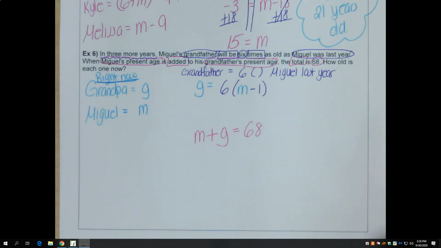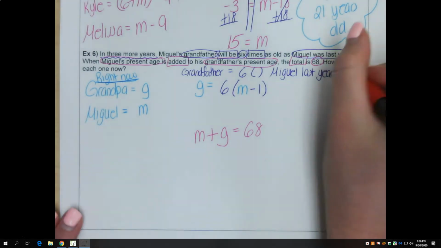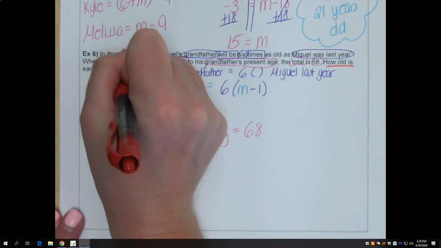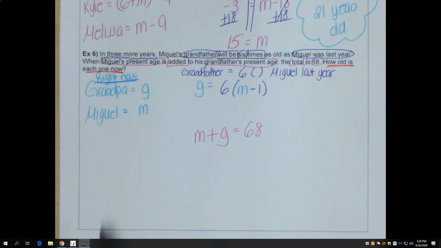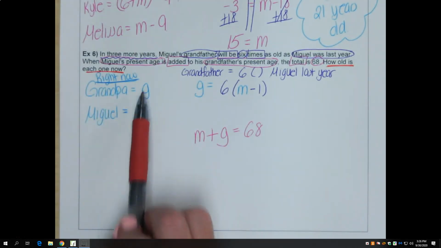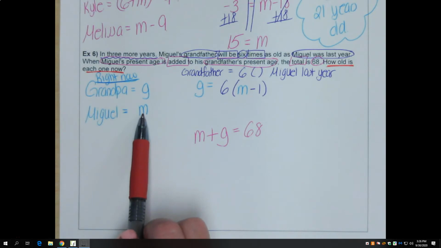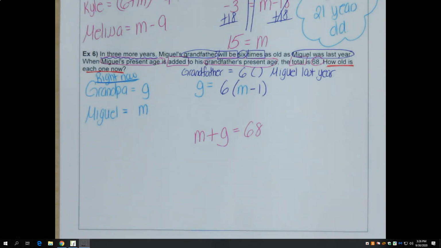As we continue reading, we go back. The question itself says, how old is each one now? So I don't know how old the grandfather is. I don't know how old Miguel is. So the goal is to solve for M and G. Now, I already read through the first sentence and got started on cubing that down here in purple.